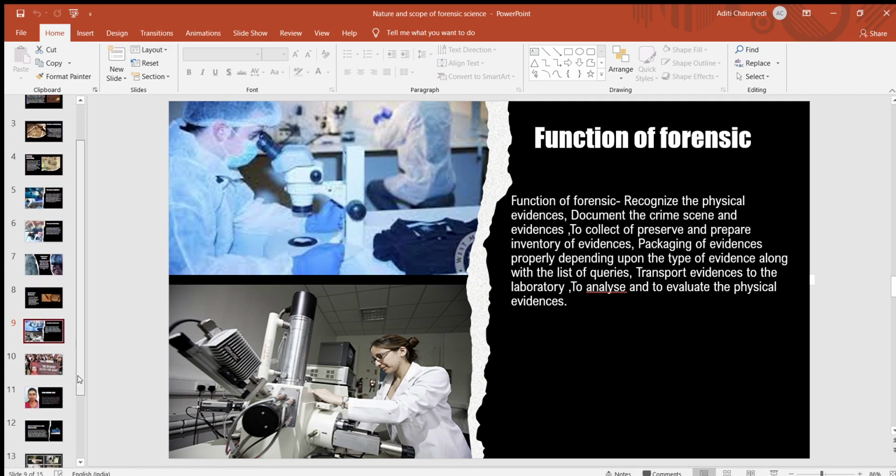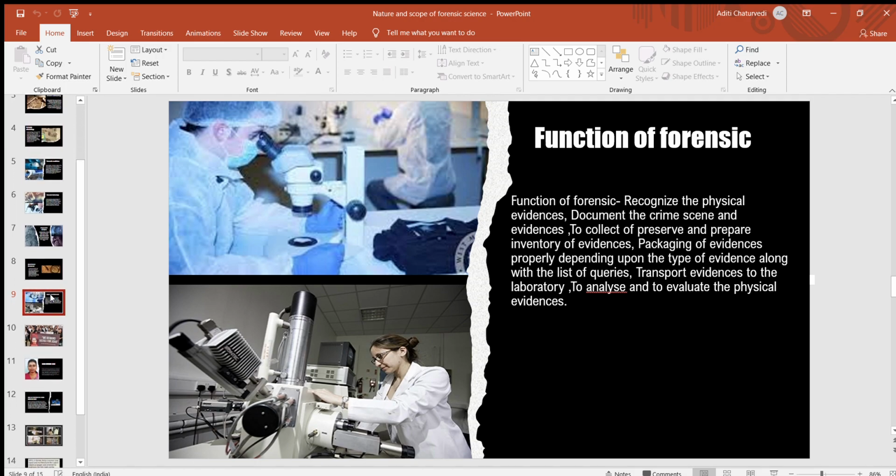The last topic is the function of the forensic science laboratory. The main function of the forensic science laboratory is to provide an unbiased scientific report to the investigating agencies and thus help the judiciary system to recognize the physical evidences, document the crime scene and evidences, collect, preserve and prepare an inventory of evidences, package evidences properly depending upon the type of evidence along with the list of queries, and transport evidences to the laboratory to analyze and to evaluate the physical evidences.